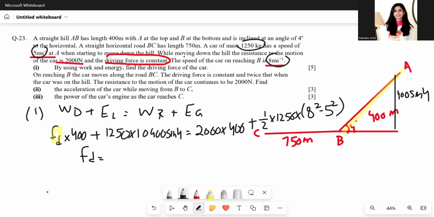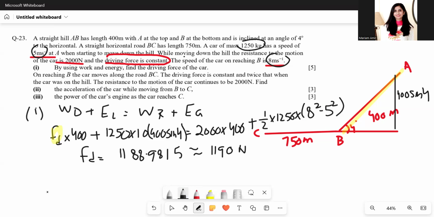And what should you get? This is 10 times 400 sine 4. Okay, it should come out to be 1188.9815, which rounds to 1190 newtons in three significant figures.